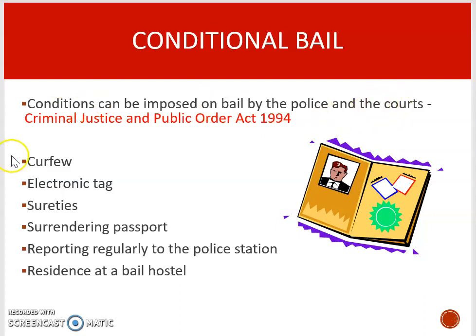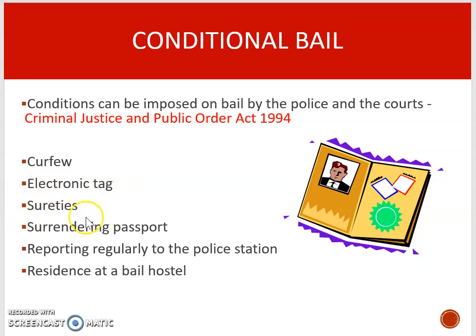Someone might be bailed, but they might have to have a curfew. And curfews often go hand in hand with an electronic tag. So if the person is suspected of committing lots of crimes at night, it might be logical to say, right, you can have bail, but you have to be at home by 6 p.m. every evening. And the tag is a way of ensuring that they comply with that.